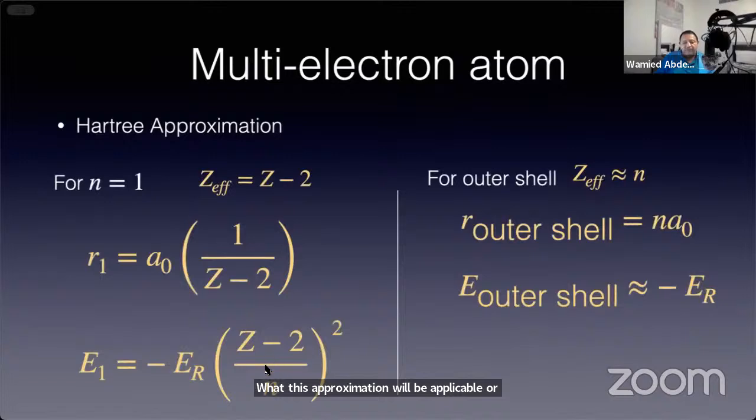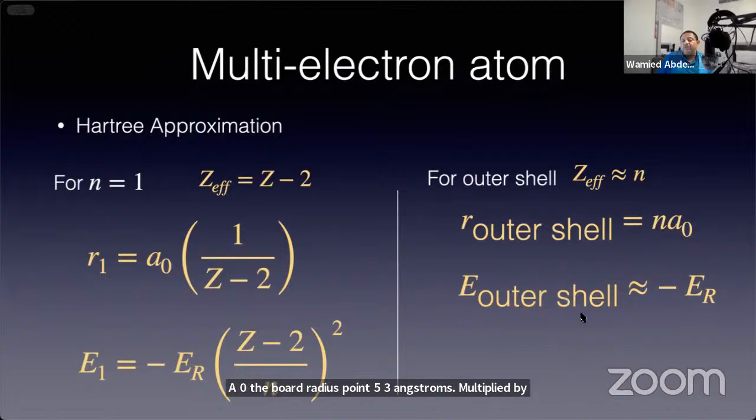Okay, again, I have to fix this formula. There shouldn't be an n here. So for an outer shell, the Z effective is approximately equal to the number of the outer shell itself. This means the radius of the outer shell is just a0, the Bohr radius, 0.53 angstrom, multiplied by the shell number. And this is the important thing.